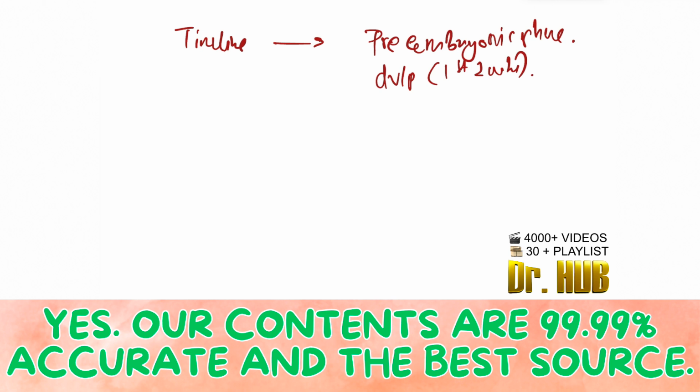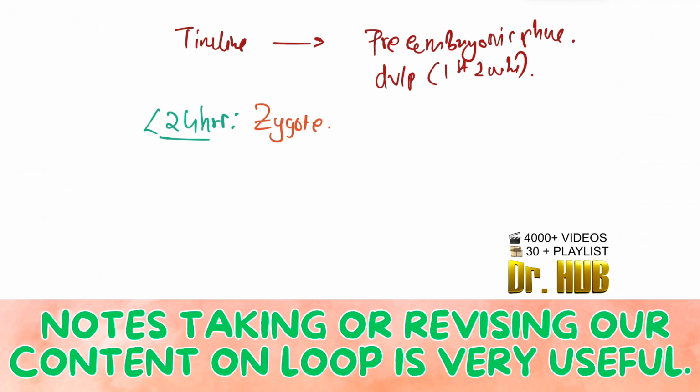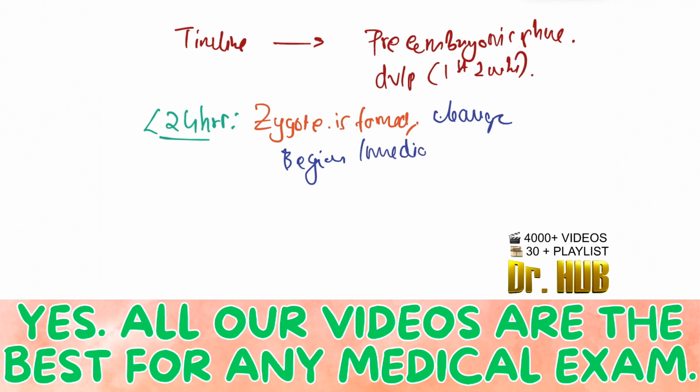So what does it include? The time after fertilization, say about 24 hours. So less than 24 hours, what is seen? There is a zygote. The zygote is formed, and the cleavage begins immediately. So less than 24 hours, the zygote is formed and the cleavage begins immediately.